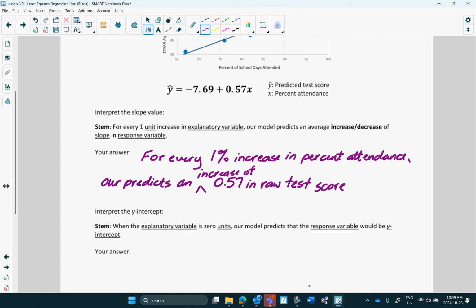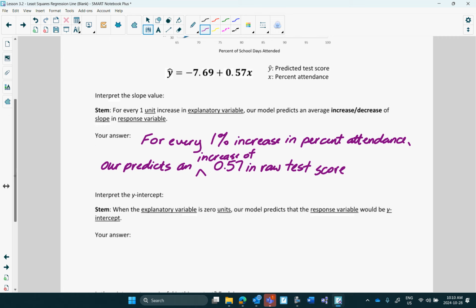Predicts an increase of 0.57 in raw test score. And what's the y-intercept? Well, it's when x is 0, or when the explanatory variable is 0. So when the explanatory variable is 0 units, what's the response variable amount?